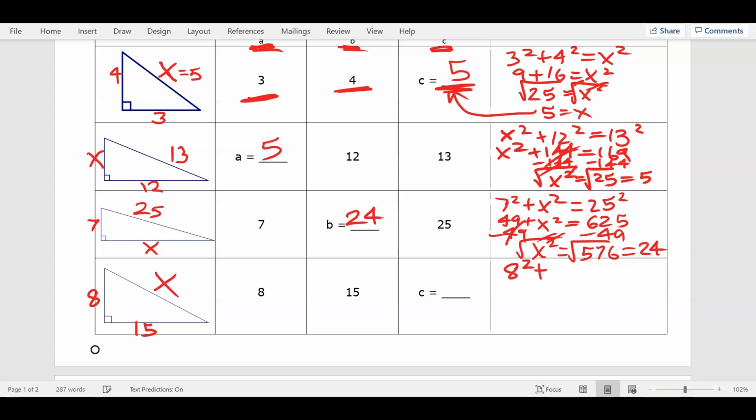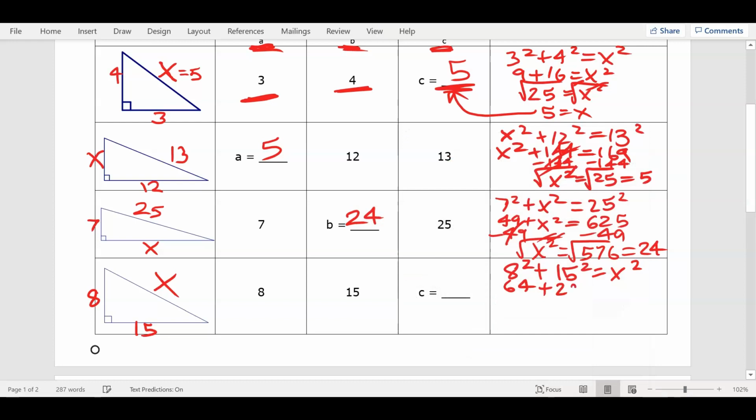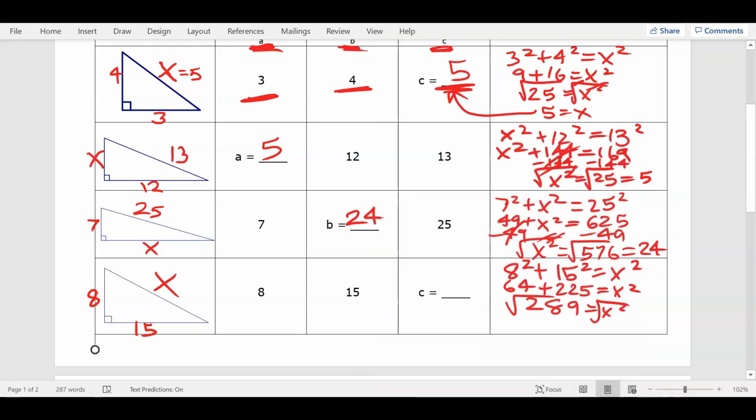That's 8 squared plus 15 squared equals x squared. Square them. Combine like terms, I get 289. And then square root both sides. What is the square root of 289? I get 17.